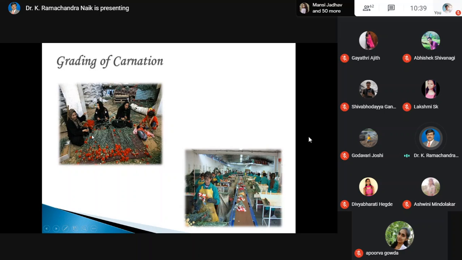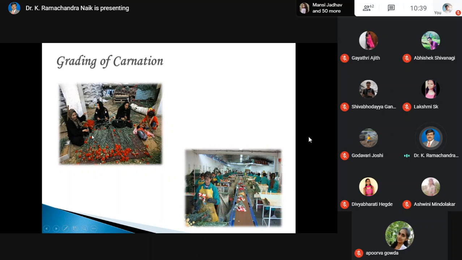And what should be the minimum flower diameter and minimum stalk length? Minimum stalk length is 55 for this category, 43 for this category, and 30 for another category. So here, diameter of the flower and stalk length are considered in case of carnations.